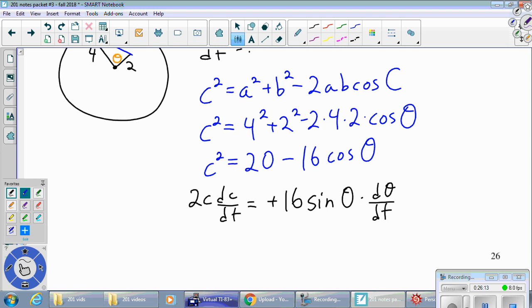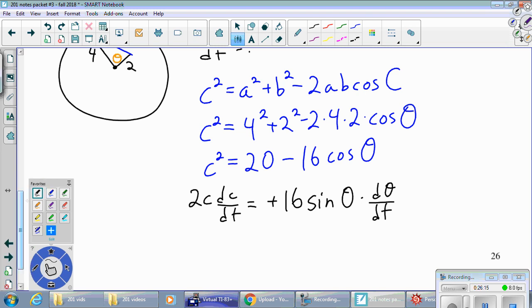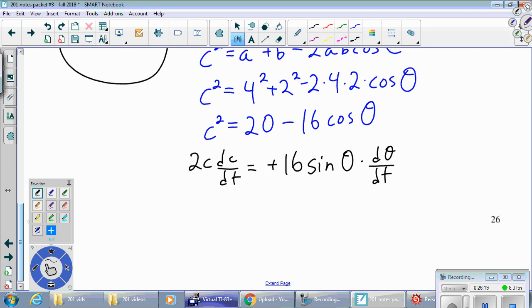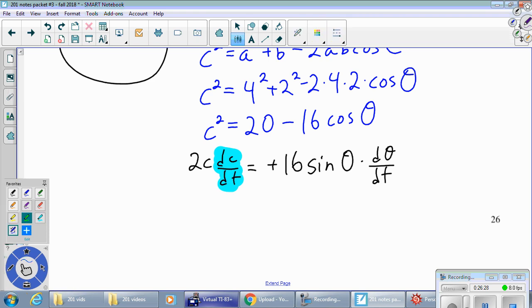Okay, so where are we right now? Well, we're looking for dc/dt. So let's highlight that one. This is the only thing in this equation that I don't need to substitute for. So in order to solve for dc/dt, we need to know a specific value of c, a specific value of theta, and a specific value of d theta/dt.